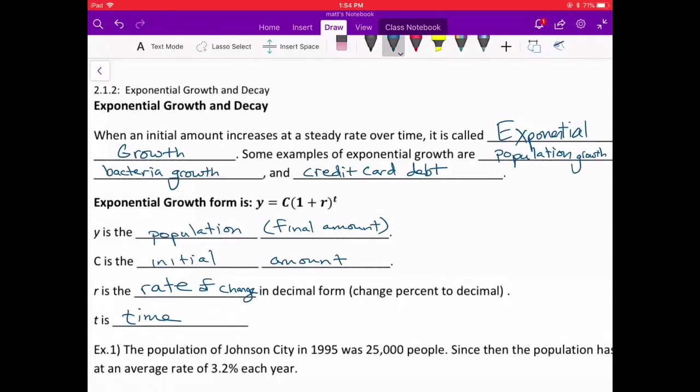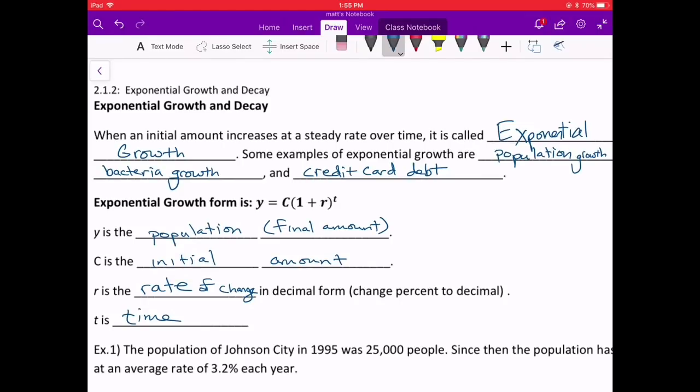Okay, this is a video on exponential growth and decay. Just a couple of note pieces if you want to pause your screen and take a look here, just to make sure you get some details with exponential growth and decay.